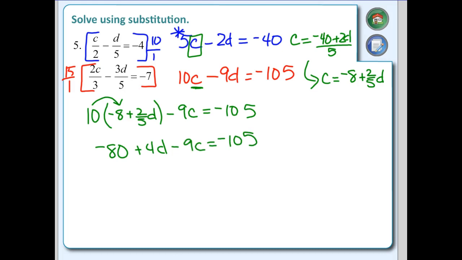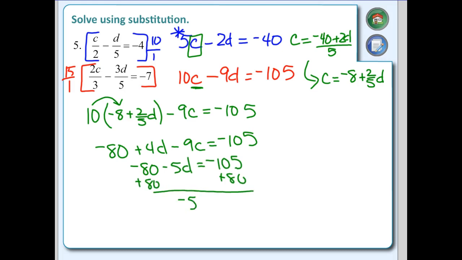Let's combine like terms. So we've got negative 80, 4d plus negative 9d is what? Negative 5d equals negative 105. We're going to have to add 80 to both sides. So that's going to give me negative 5d equals, is that negative 25? It sure is. Negative 25. So d equals 5.